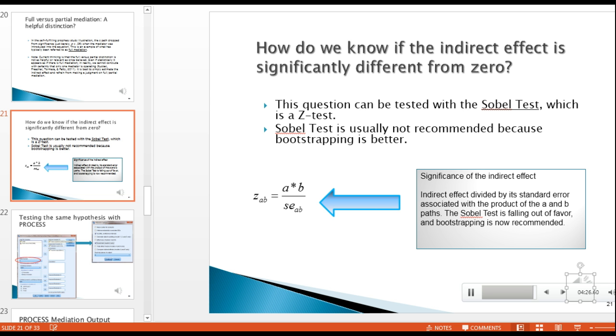Okay, so we've learned about the Baron and Kenny method, and we've learned about the Sobel test, and now we're going to get into PROCESS, which is what everyone's using to test mediation. So this is really exciting. So I'm going to do a screencast for that in the next segment.